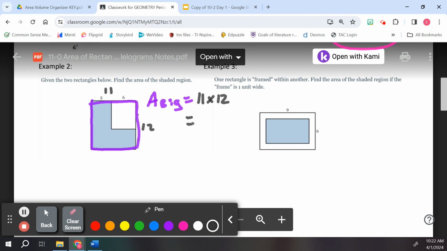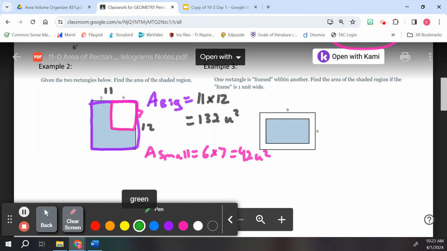Good. 132. So it's 132, and I would put units squared in case they don't give it to you, because they really didn't here. Now we're going to find the area of this small part, and that was 7 here. So the area of the small figure is going to be 6 times 7, which leaves us with 42, and that'll be units squared.